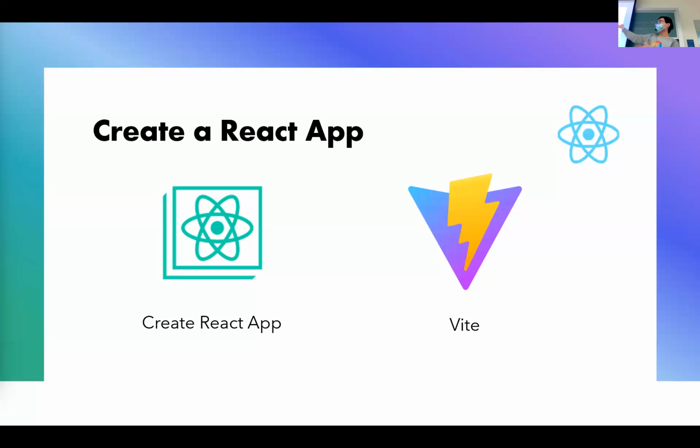So Create React App is the traditional way of doing it. When you compile it, you need to bundle all your JavaScript and build it to support different browsers. However, using Vite, it's very fast. So today we are going to use this. And now let's get started.